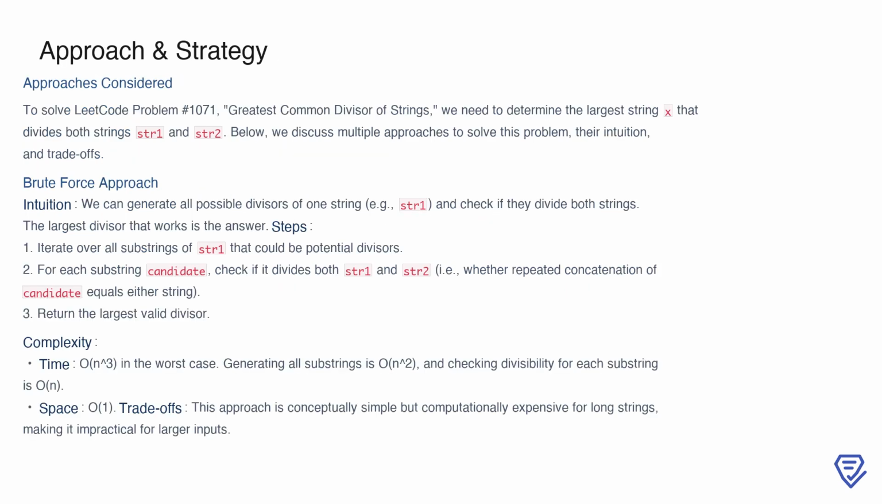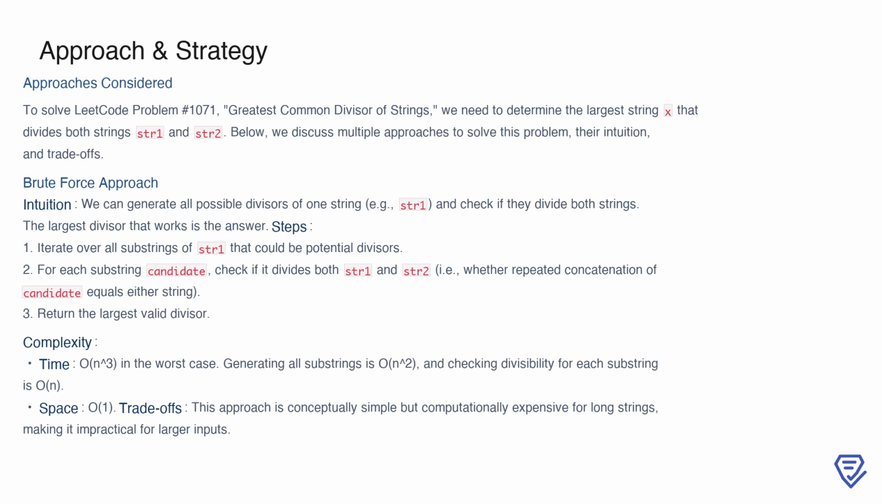To solve the problem of finding the greatest common divisor of two strings, we want to determine the largest string, referred to as x, that can be repeated to form both str1 and str2. Let's start by discussing the brute force approach. The intuition here is straightforward. We consider all possible divisors of one string, say str1, and check whether those divisors can also generate str2. We do this by iterating through all substrings of str1 that could potentially be divisors. For each candidate substring, we repeatedly concatenate it to check if it matches both str1 and str2. If it does, we keep track of the largest valid divisor.